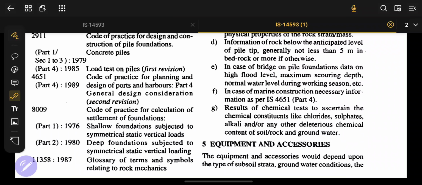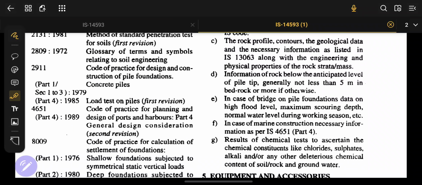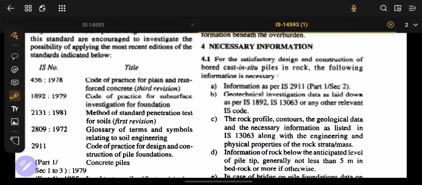Now there are some other references given. So 4651 is basically for the marine construction pile. If you are constructing in marine, then you better refer IS 4651. So this gives the load combinations, various loads that are to be considered in marine environment. These are given in IS 4651.